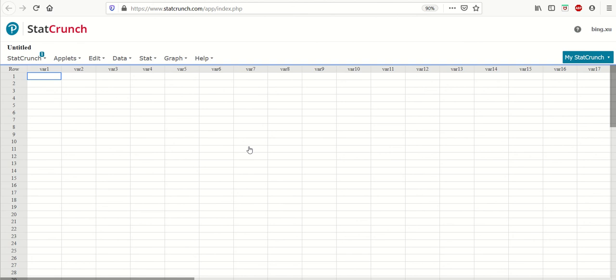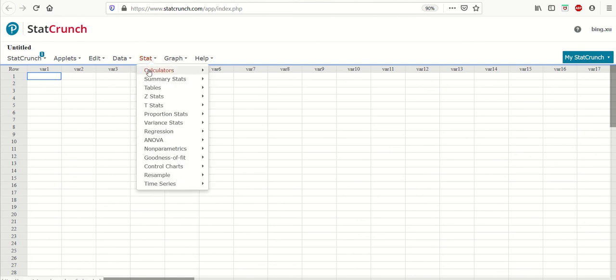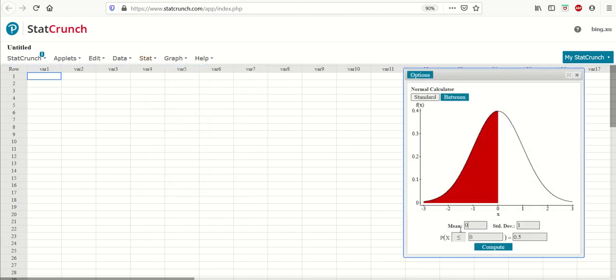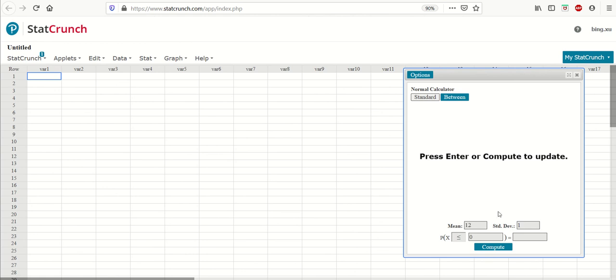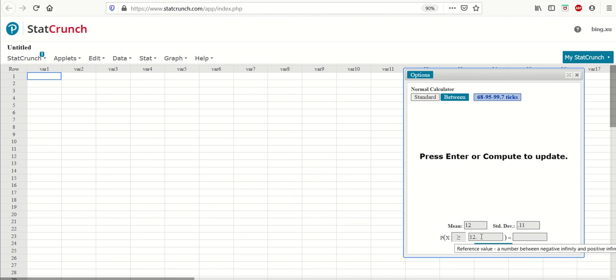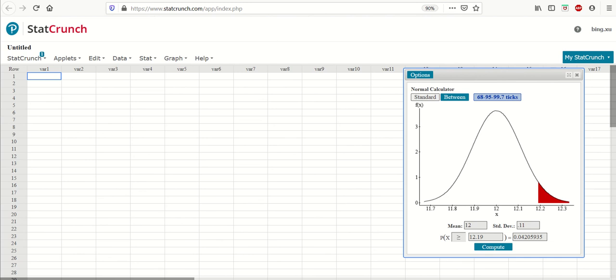Another way to find this probability is to use StatCrunch. So go to StatCrunch, go to Stat, under Calculators you can find Normal, click Normal. Right here, mean, put the 12, standard deviation, we're given the standard deviation of 0.11, and we want to find the probability of values greater than 12.19. Compute.